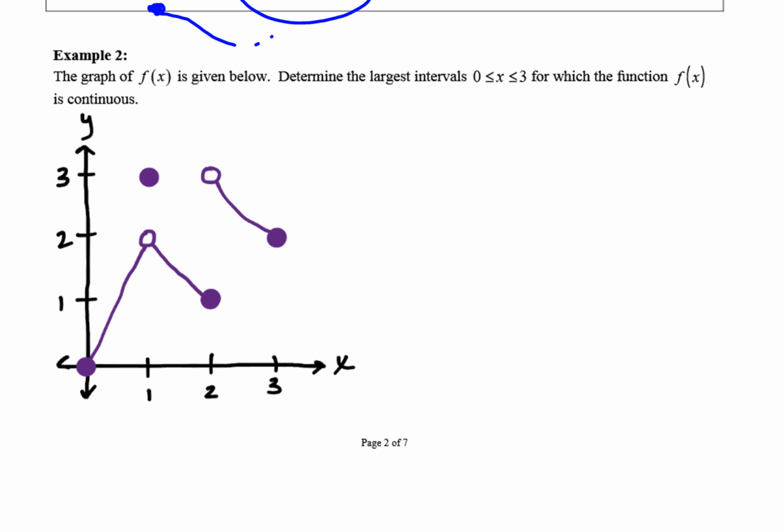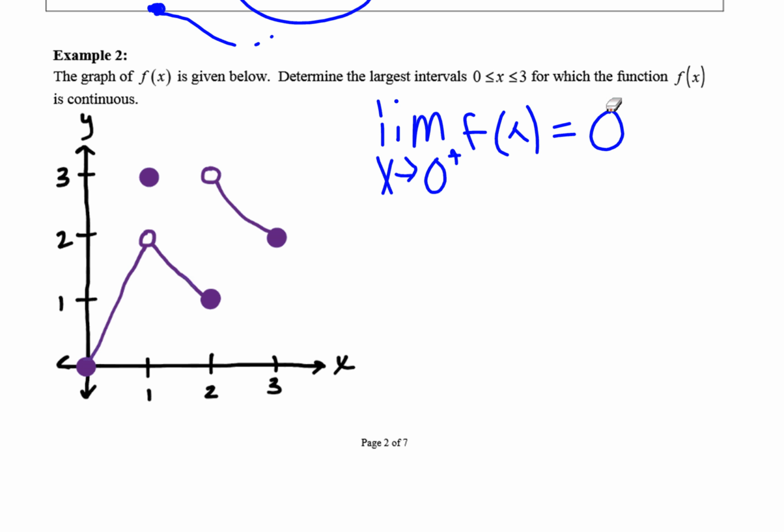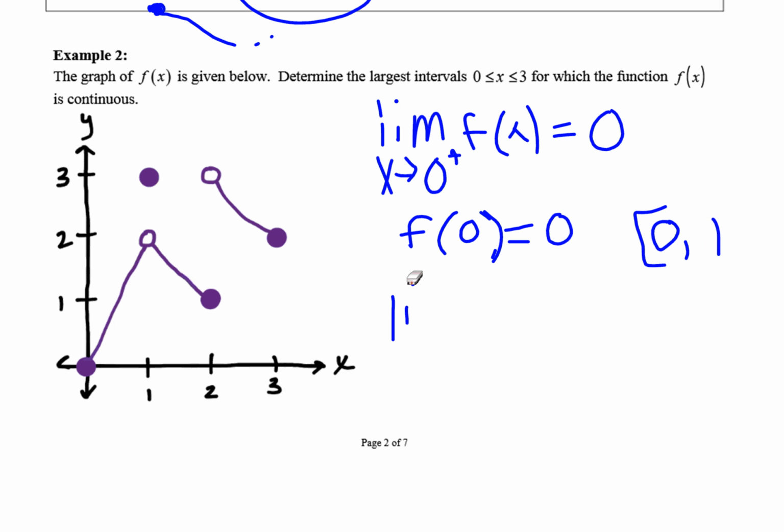Determine the largest interval between 0 and 3 closed on which the function is continuous. So, let's do it from memory. F of 0 equals 0. So that means that it is continuous at 0, all the way up until, let's see, it looks like 1. Okay, so we have a limit as x approaches 1 from the left.